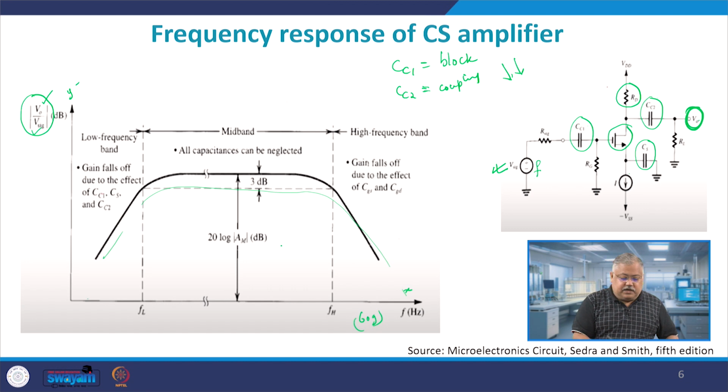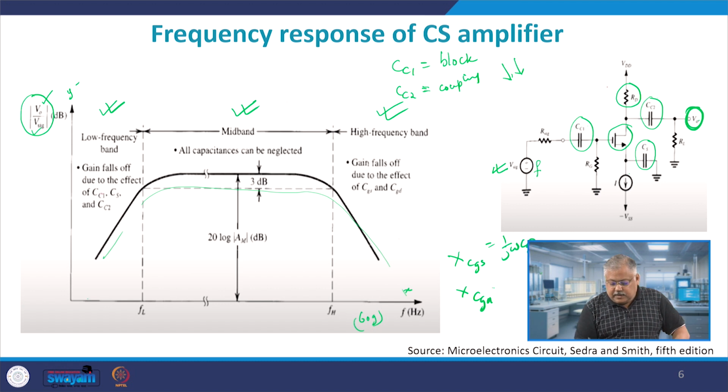And it is quite interesting: we divide the whole thing into 3 ranges. I have a low frequency band, a mid band, and a high frequency band. Now, if you look very carefully, let's start from the high frequency band. In the high frequency band, as the frequency goes on increasing, as I discussed with you, the impedances of CGS and CGD will be 1 by j omega CGD and 1 by j omega CGS, right.